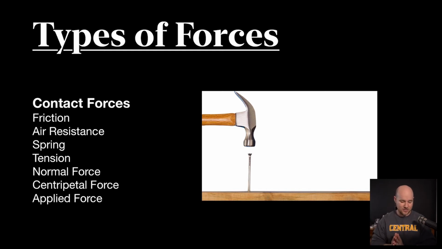Now, a contact force can be friction, air resistance, spring, tension, normal force, centripetal force, or applied force. Basically, any of these forces require physical touching between two objects. So if you were to talk about friction, that's two surfaces rubbing against each other. Air resistance is air coming in contact with something and slowing it down. A spring is the stretchy thing that goes in and out, but those require physical touching to compress them or extend them.